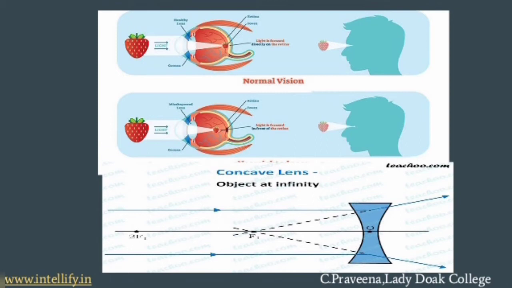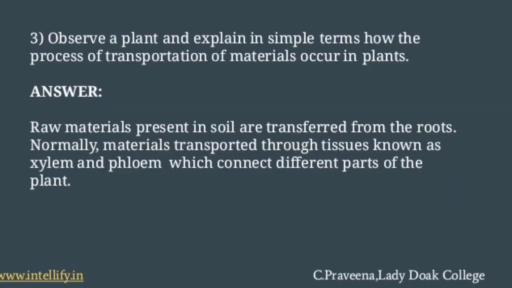A concave lens is thinner at its center than its edges, and so it is used to correct short-sightedness, which means myopia. The third question is, observe a plant, explain in simple terms how the process of transportation of materials occurs in plants. Transportation is the movement of water and minerals from the roots to different parts of the plant for its survival. First, there are two main tissues involved in the transportation process. It's nothing but xylem and phloem.